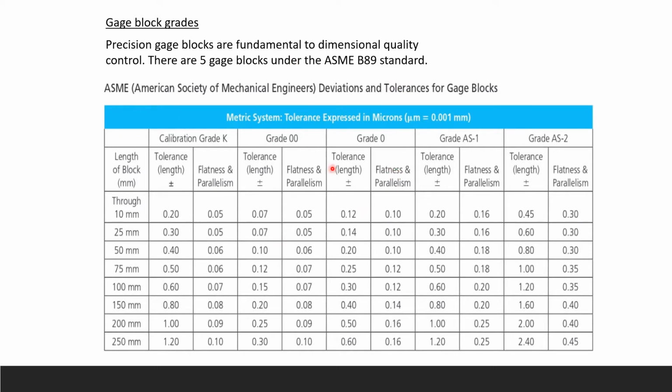So here you can see as an example ASME. You can see the deviations and tolerances for gauge blocks. Okay, grade 0, and then grade AS1, and then AS2. They give you your tolerance, your plus and minus, your flatness and parallelism, all the way for different grades. Okay, so that's in the metric system, in millimeters. Again, don't forget that tolerance is expressed in microns, because 1 micrometer is equal to 0.001 millimeter.